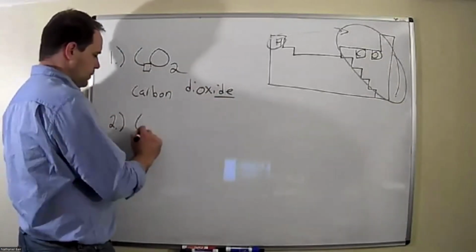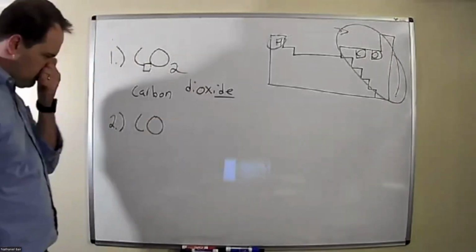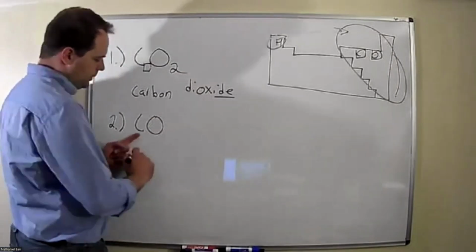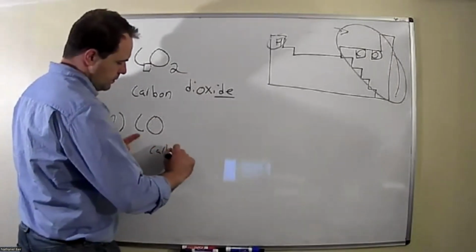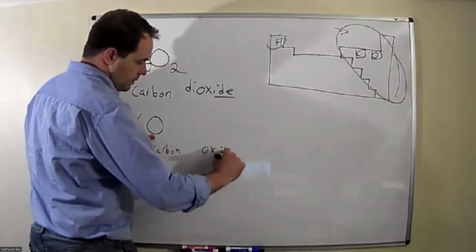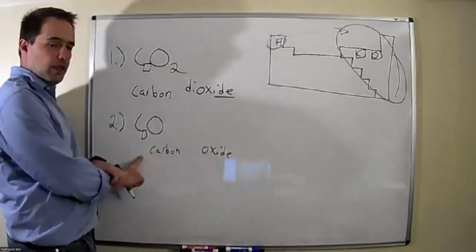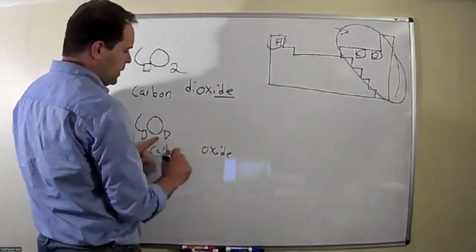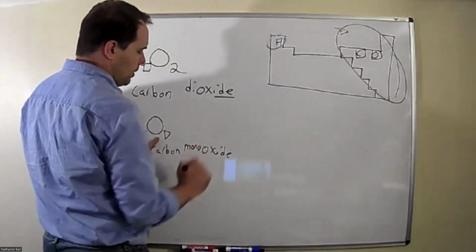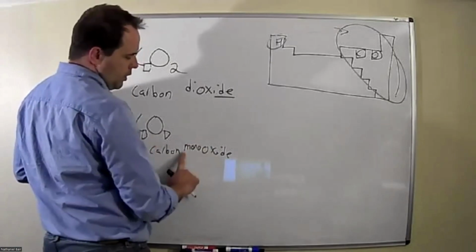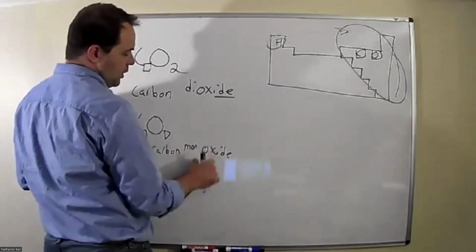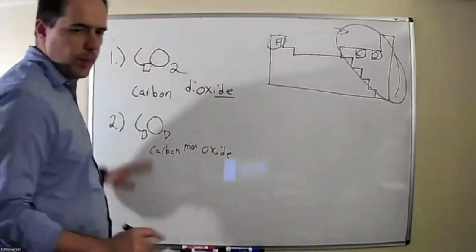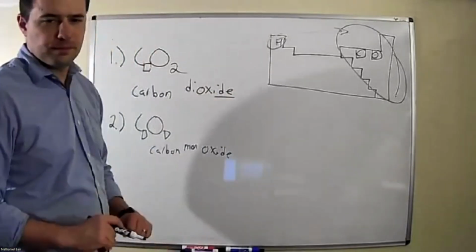Another one you probably are familiar with, CO. Carbon, oxide. If there's only one of the first element, we don't use a prefix. I only have one of the second element, I do use a prefix, so mono. But since that begins with an O, I don't say monoxide. I drop the O from mono. It's carbon monoxide.